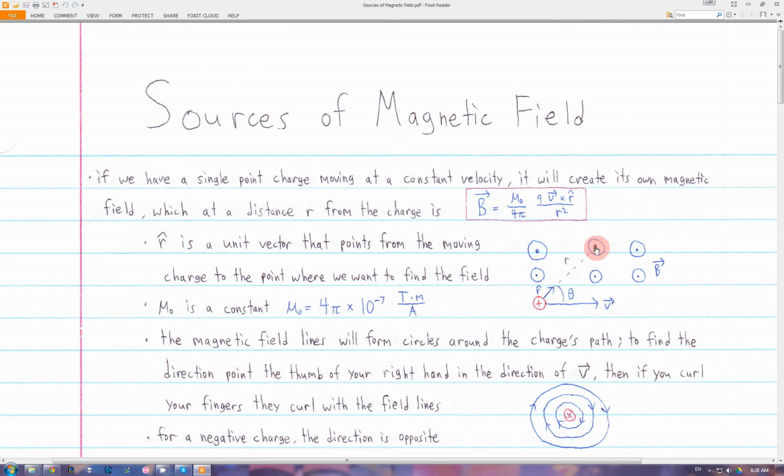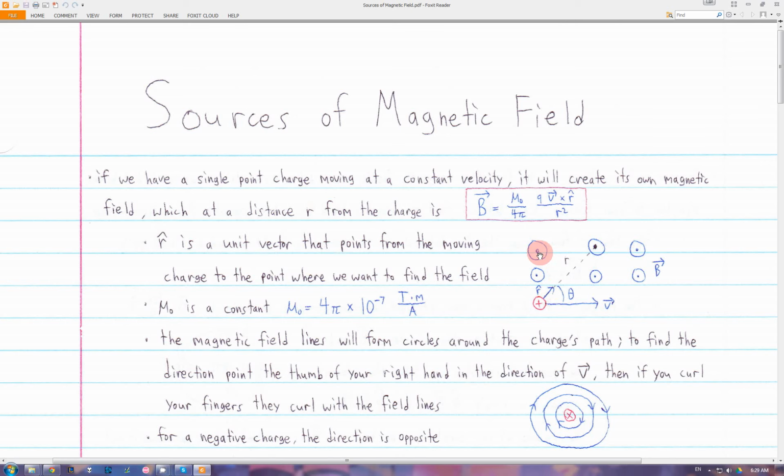So in this case, if the angle between v and a hat is theta, then all we have to do is replace v cross a hat with v sine theta, because again, a unit vector always has a magnitude of 1. So its only purpose is to indicate this angle.